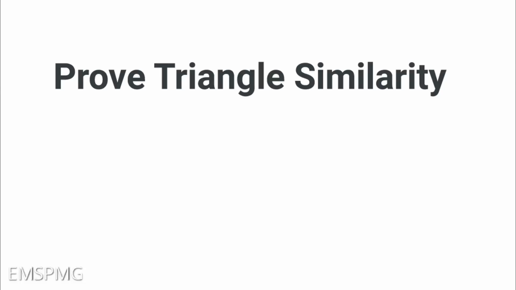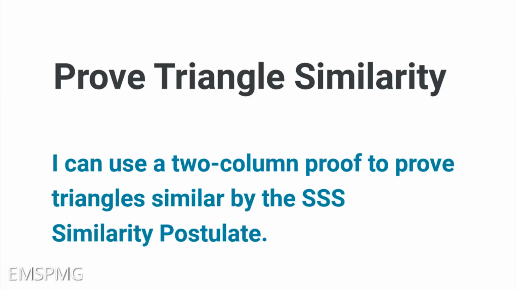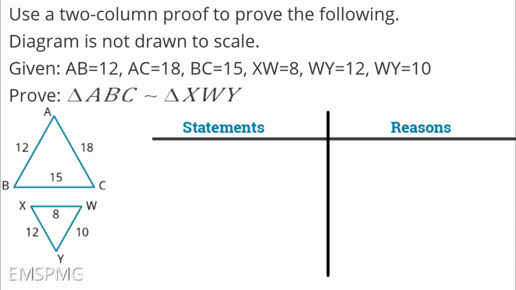In this video we will prove triangle similarity, and by the end you want to be able to say: I can use a two-column proof to prove triangles similar by the SSS, or side-side-side, similarity postulate. Directions say use a two-column proof to prove the following. Diagram is not to scale.